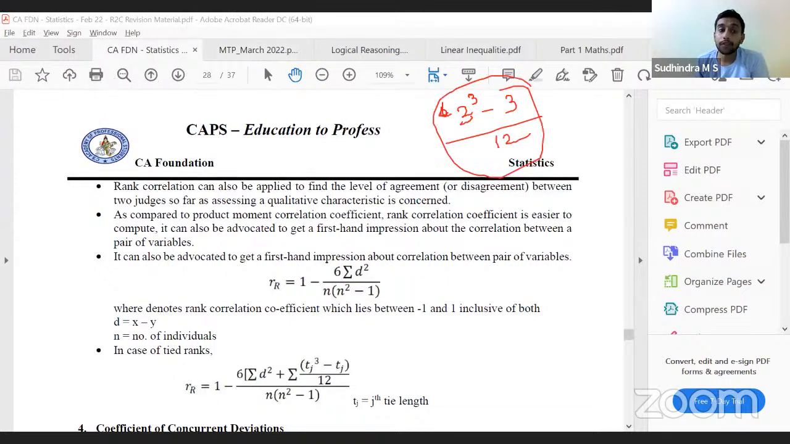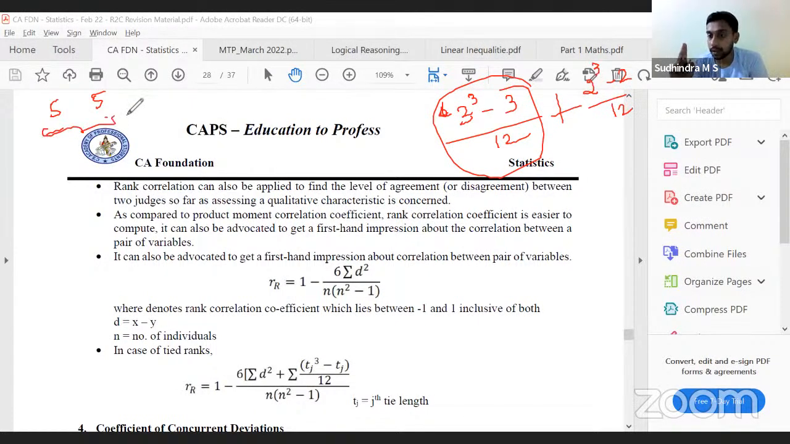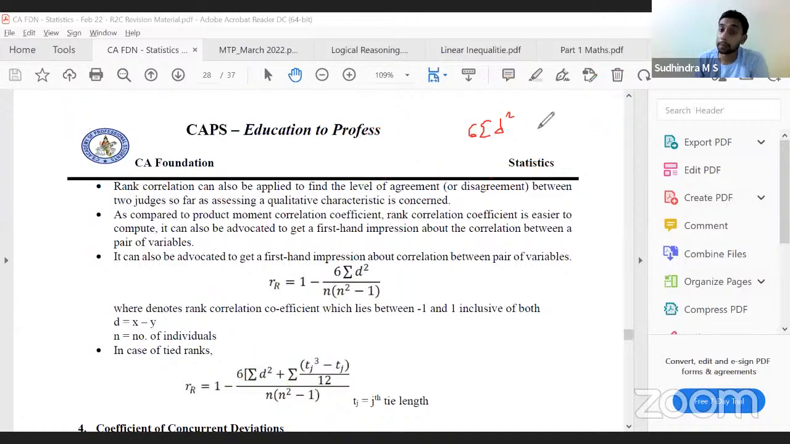Similarly, apart from rank 2, rank 5 is also tied between 2 people. Then I have to add 2 cube minus 2 divided by 12, because here the length of the tie is 2. The resultant addition of both should be added to the d square value and then multiplied with 6. So it is 6 into summation d square plus t cube minus t divided by 12, whole divided by n into n square minus 1. Clear with rank correlation coefficient?